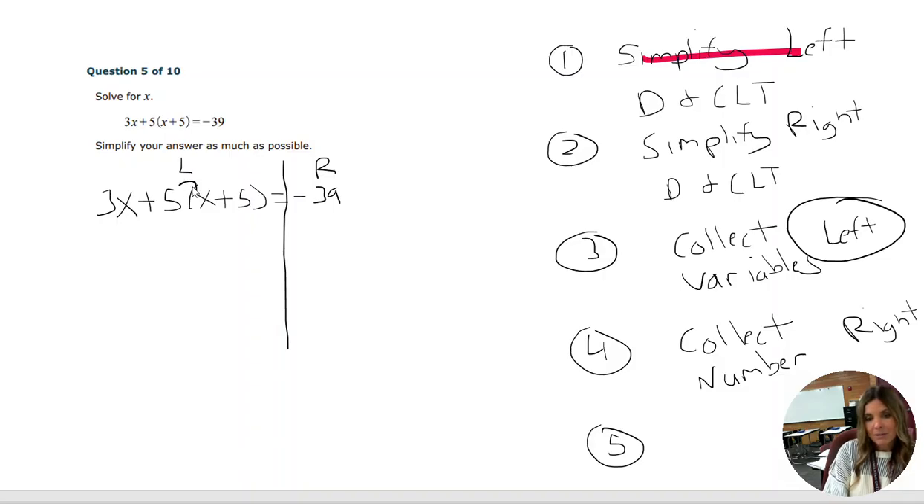Remember, when you're simplifying, if there's anything that needs to distribute, you do that first. We have to multiply the 5 by both the x and the 5, which gives us 5 times x plus 25. Now, this is a positive 5x. We also have our 3x, and we are not done simplifying yet. So we distributed. Now we've got to combine our like terms because 5x and 3x are like terms. We can make that 8x plus 25 equals negative 39.